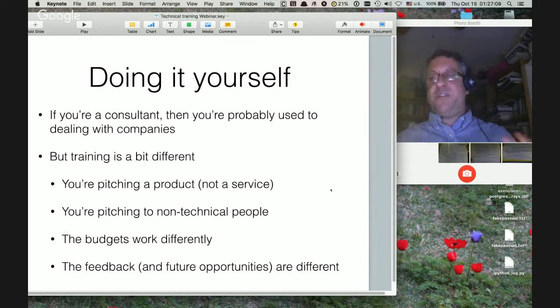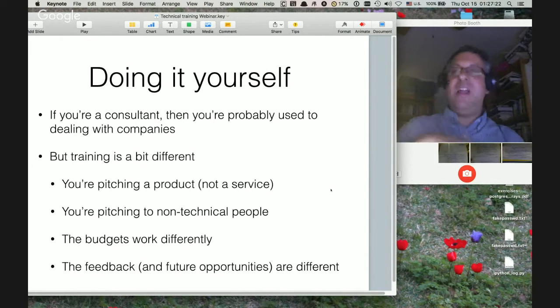So if you're doing it yourself, if you're a consultant of any sort, you're probably used to dealing with companies. But training is a little different because, first of all, you're pitching a product, not a service. Typically, consultants come in and say, I can help you with X. I will help you to optimize your software. I will help you build something. But it's very hard to give a hard and fast number on what the price is going to be or what the time is going to be, because you're offering them a service. Here, you're pitching a product. I will come in and I will give you this course. You will pay X for the course. You will get Y from the course, and that's that. It's like buying a computer, buying anything else.